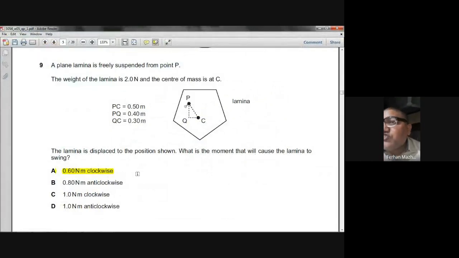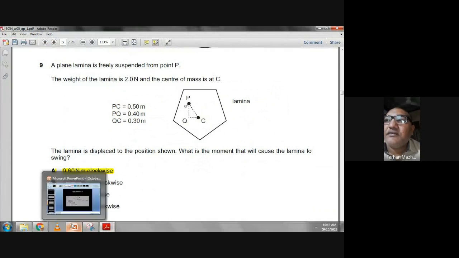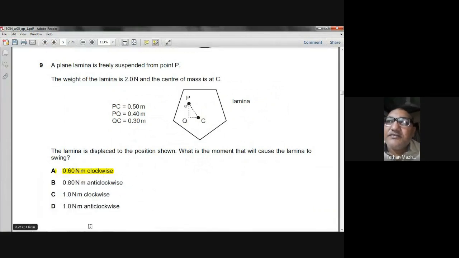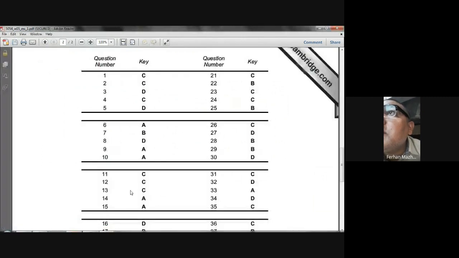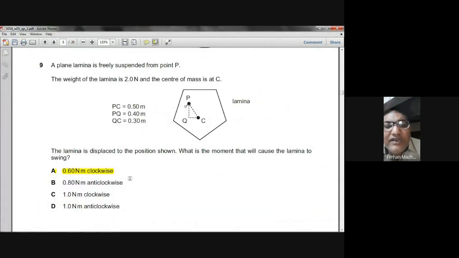Do you understand this question? Question number 9, A is the right choice. And let's check the marking scheme. Question number 9, A is the right choice. Do you understand this question? Yes, sir. Okay. So the next question coming up.